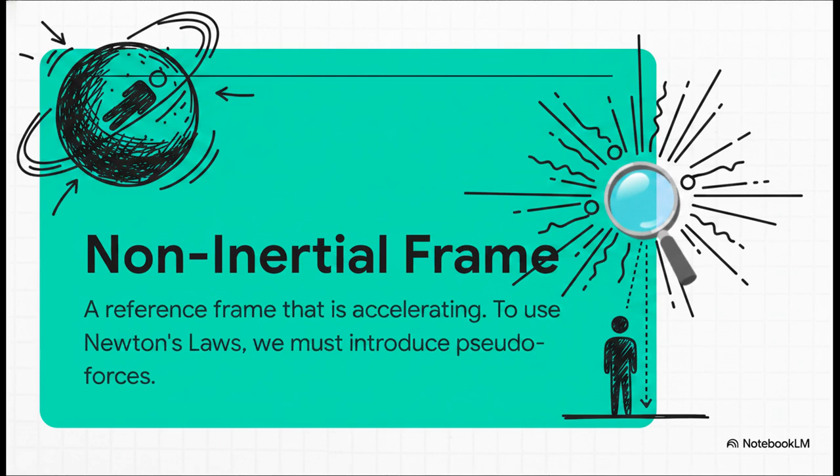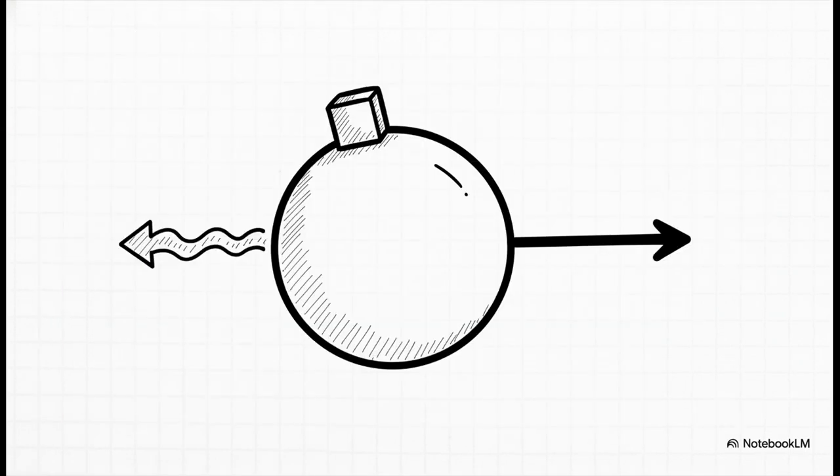Now, to make Newton's laws work correctly in our new accelerating world, we have to invent a new force. We call it a pseudo-force. And here it is. This is the magic ingredient. In the sphere's frame, the body feels this fictitious force. It's equal to its mass times the acceleration of the frame, but, and this is the part everyone forgets, it points in the opposite direction. So if the sphere is accelerating to the right, our little body feels a force pushing it to the left. Don't forget that minus sign.